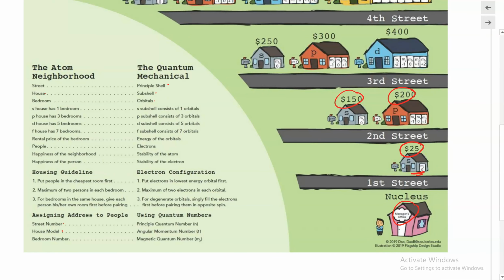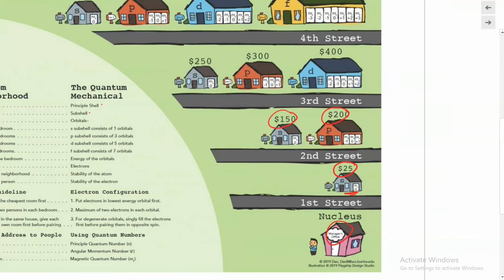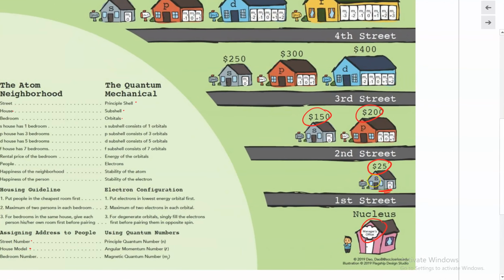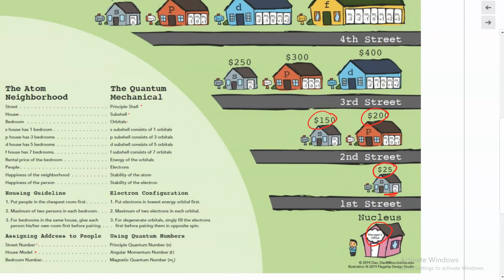Okay, so in this case, let's say that we have a certain number of people that we need to house. Then our goal is to house people in the cheapest way possible. And so if we have people, we have to put them in the S house on the first street first. And in this case, each of these bedrooms can accommodate 2 people maximum. So the maximum number of people you can put in each bedroom would be 2, and we have to pair them together. So first you will put people in this S house on the first street, and once this has been filled, then we move on to the houses on the second street.